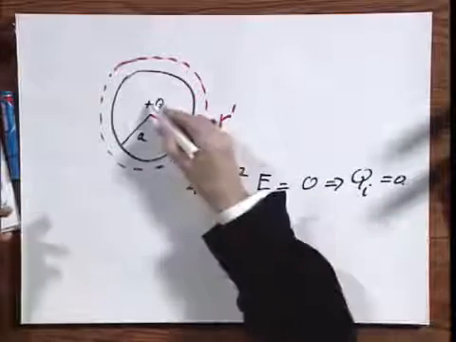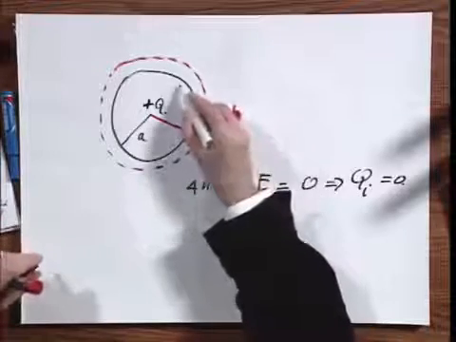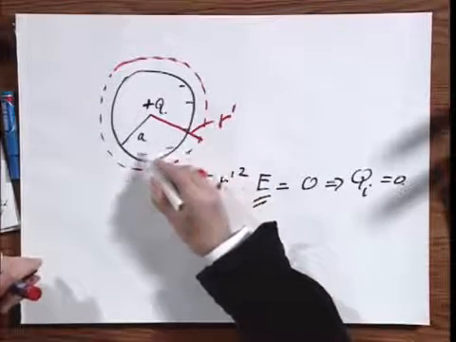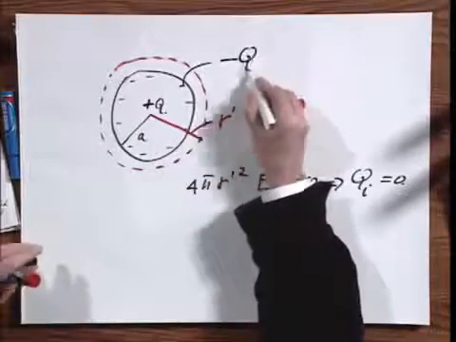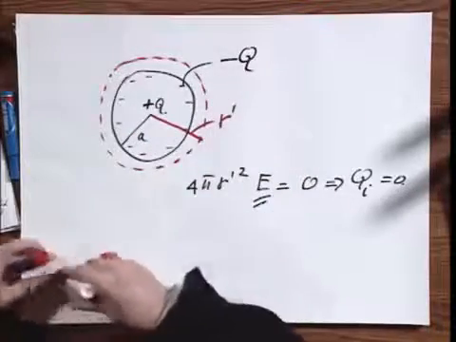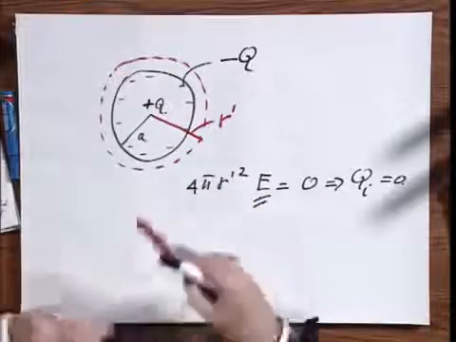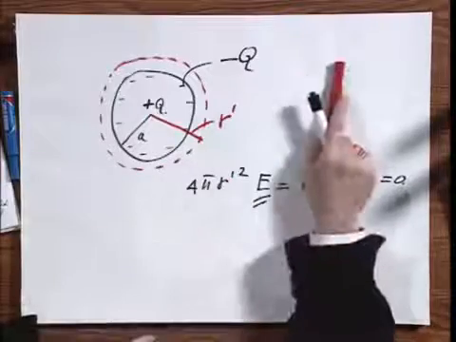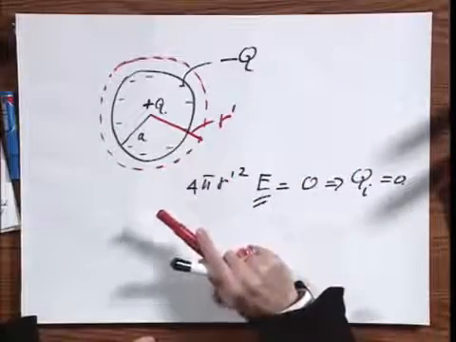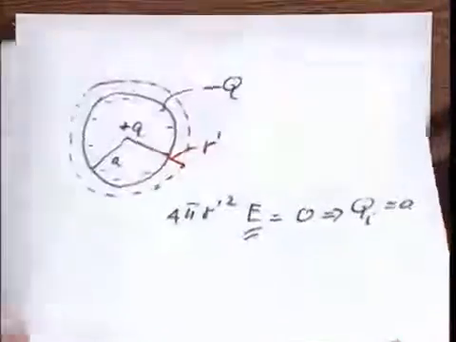But how can Q inside be 0? Because there is a plus Q here. Well, the only way that nature can do it, is that nature induces now on the inside of the inner sphere a total charge of minus Q, so that the net charge inside this sphere is 0. And similarly, you can calculate the induced charge on the outer shell. I'd like you to do that to be consistent with the electric field that we just calculated.